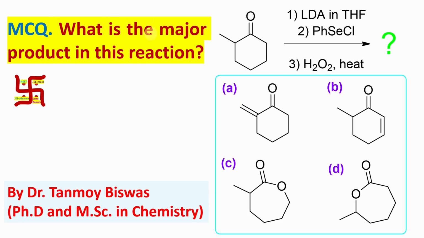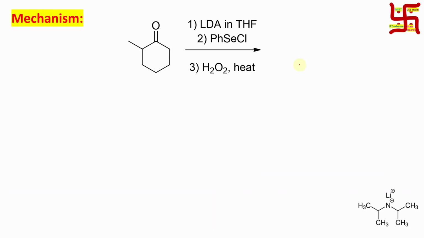So the question: what is the major product in this reaction? This is 2-methyl cyclohexanone reacting with LDA in THF first. The second step is PhSeCl. The third step is H2O2, heat. So it's a multiple step reaction, and I suggest in this case, let's go stepwise.